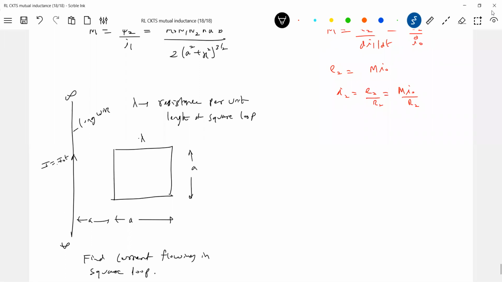I kept it nearby here, no? So for this, what happens if I know the mutual inductance? This structure I'll call 1, this is 2. So what is the formula? E2 should be equal to, or say the mutual inductance M should be equal to E2 over di1 by dt.